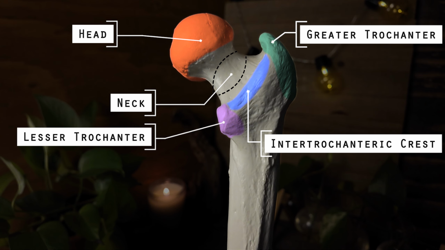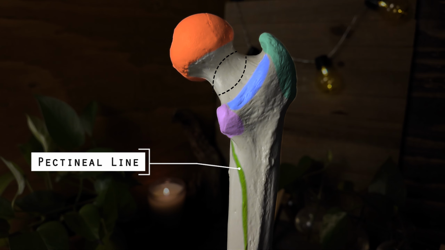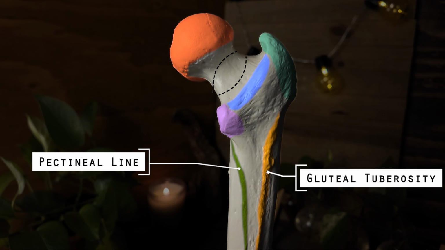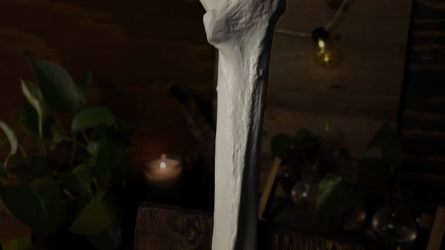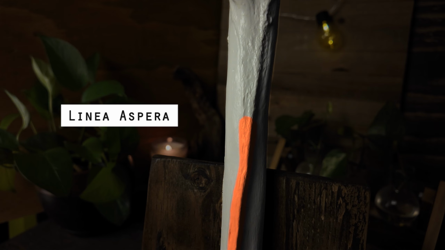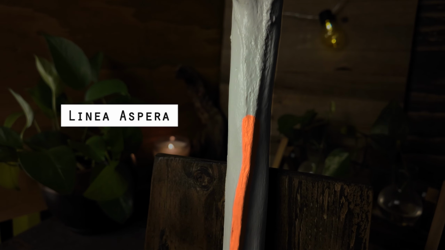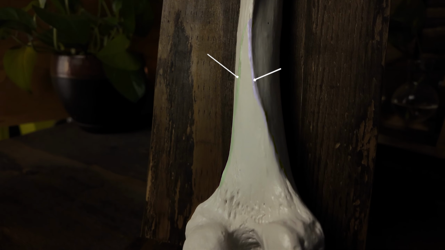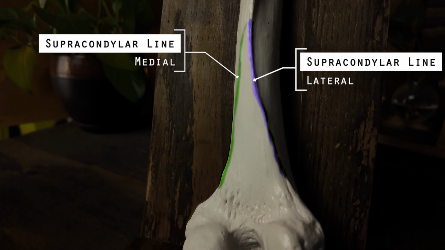Some new structures from this point of view include the pectineal line, which is this thin ridge structure where the pectineus muscle of the upper leg attaches. We also have the second ridge right next to it called the gluteal tuberosity, which is the attachment point for the gluteus maximus. And both of these ridges meet as they move down the shaft to form the linea aspera, which is this large ridge that moves all the way down and eventually separates into the medial and lateral supracondylar lines.